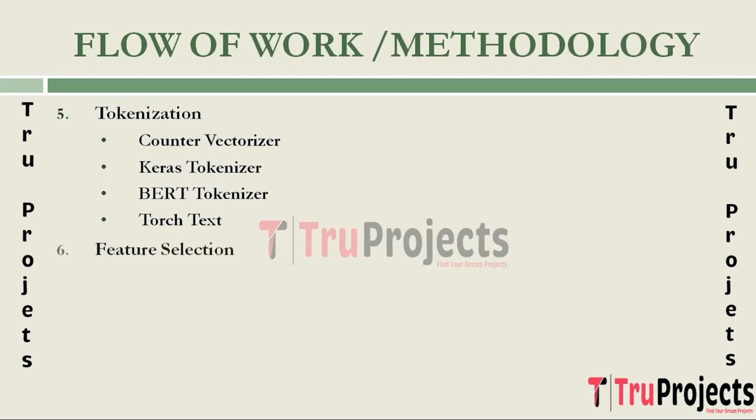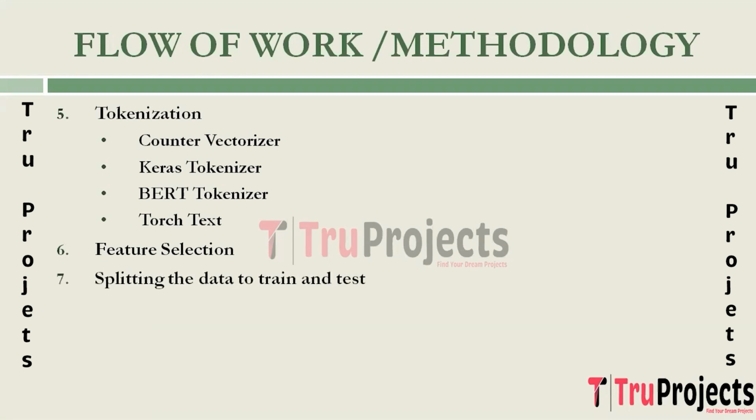The next module is feature selection. Techniques are employed to select relevant features for model training, ensuring that the model learns from the most informative aspects of the data. The next module is splitting the data into train and test. The dataset is divided into training and testing sets. The training set is used to train the model, while the testing set is used to evaluate the model's performance on unseen dataset.